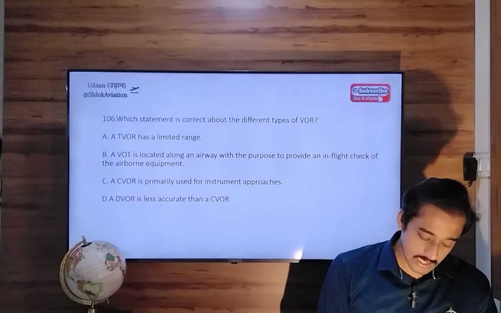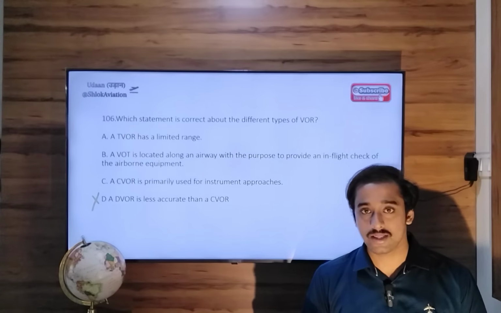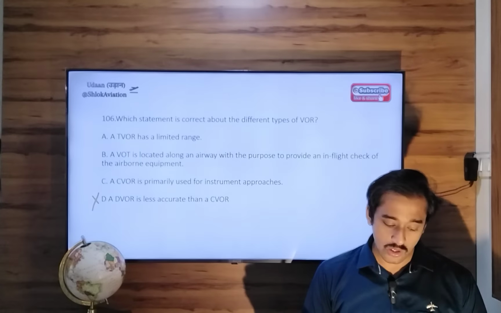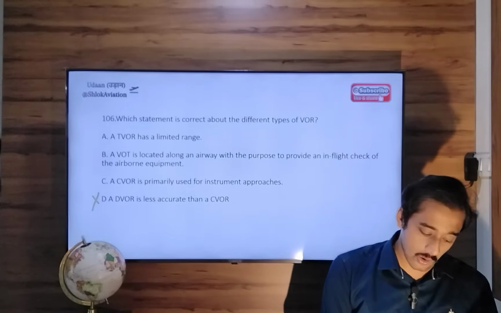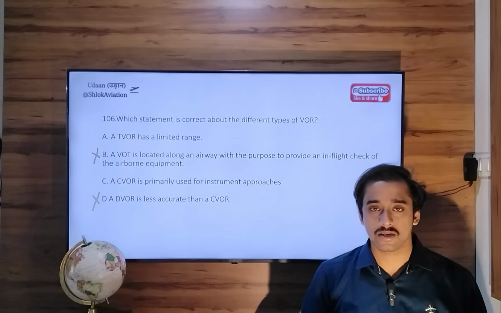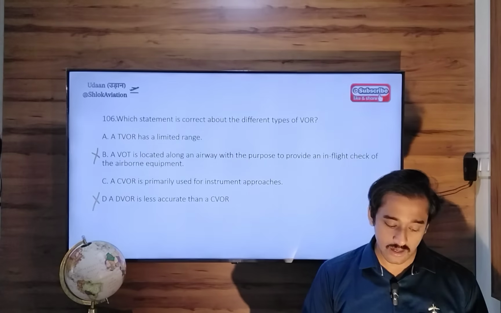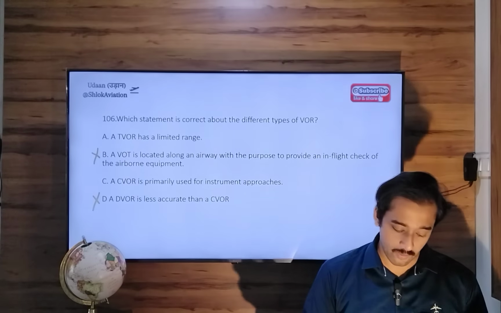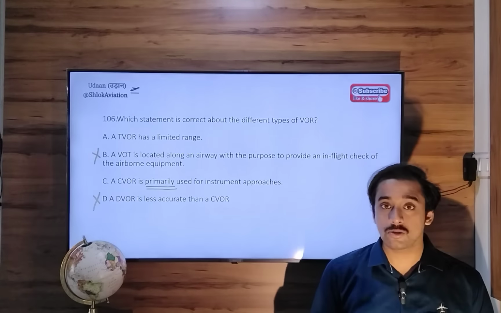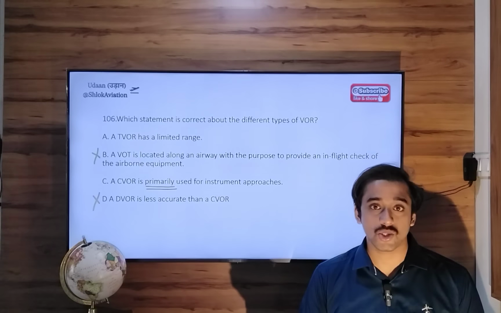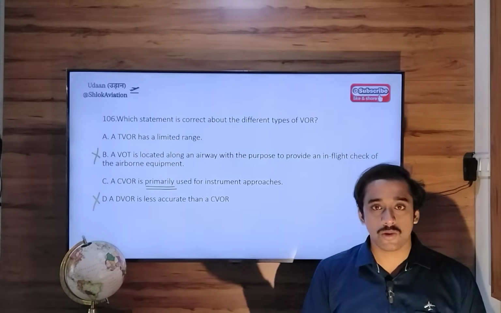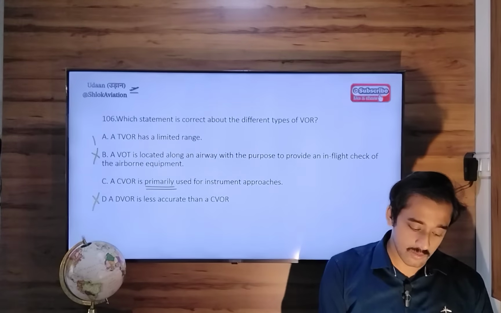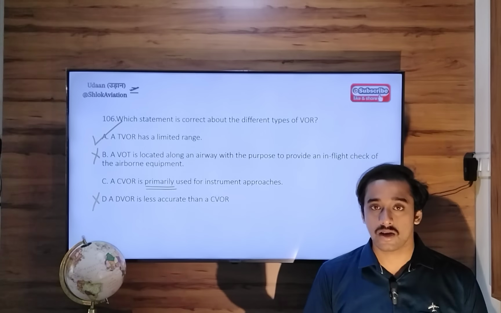So option D is incorrect. Doppler VOR is more accurate than a conventional VOR because it eliminates site error. A VOT, that is VOR test facility, is located on the airport, not on some airway. So that is wrong. A conventional VOR is primarily used for navigation purposes, not for instrument approaches. We do use VOR for approaches, but that is not the primary task of it. Okay. So option A will be the correct option. A terminal VOR has a limited range.